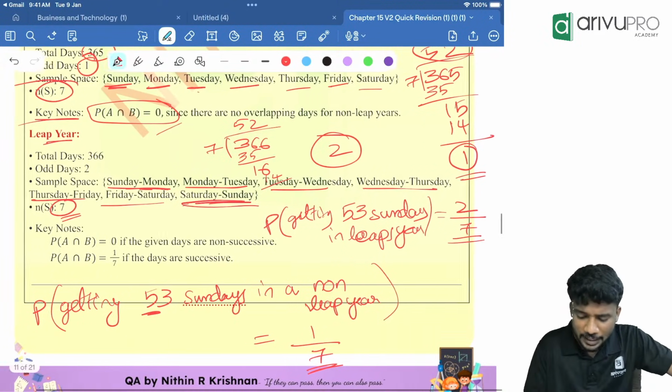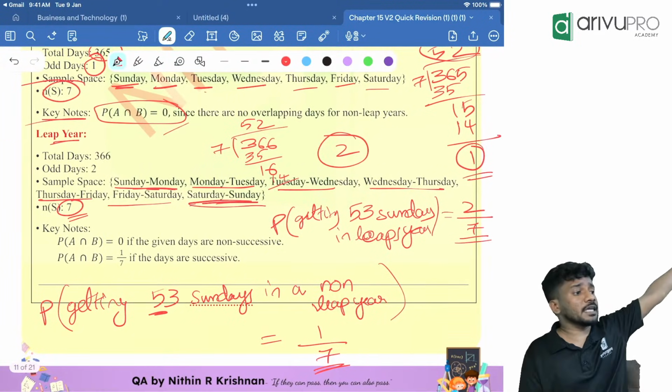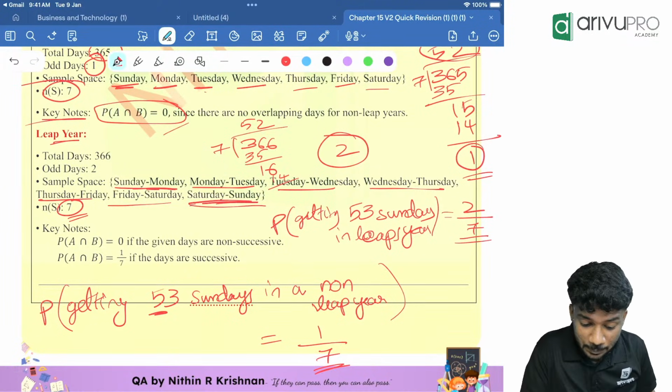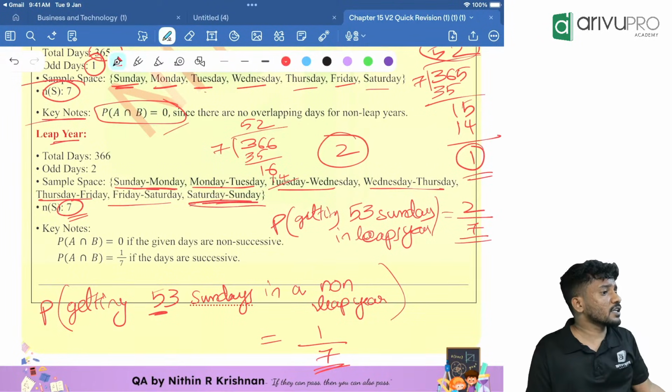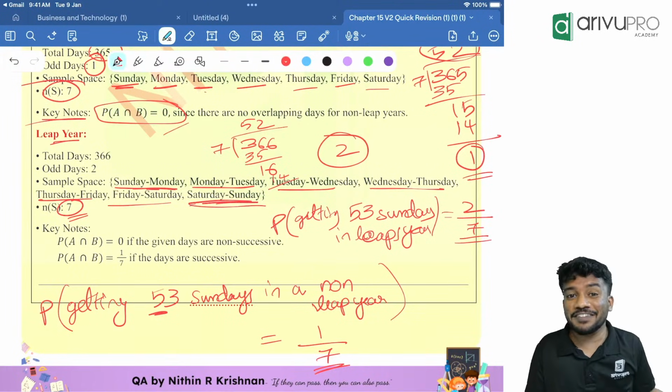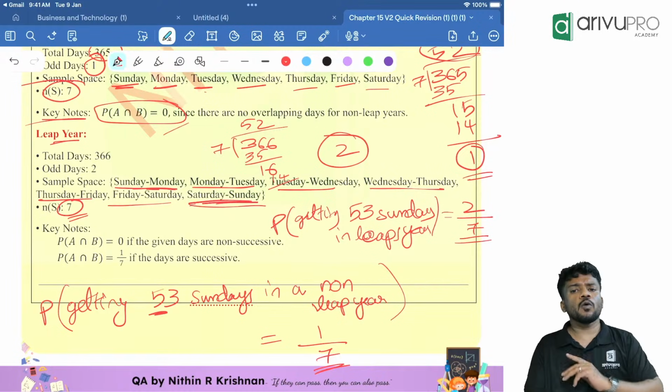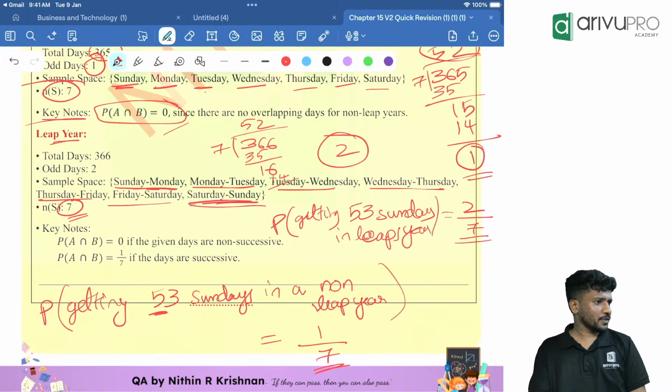What if the question is like the probability of getting 53 Wednesdays in a leap year? 53 Wednesdays will be 2 by 7. 53 Tuesdays will be 2 by 7. If it is a leap year, 2 by 7. If it is a non-leap year, 1 by 7. Remember it like that.